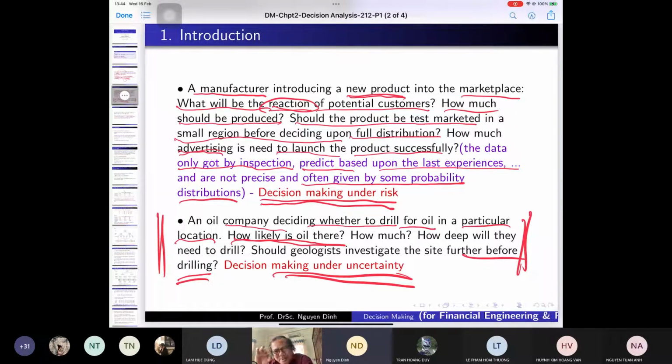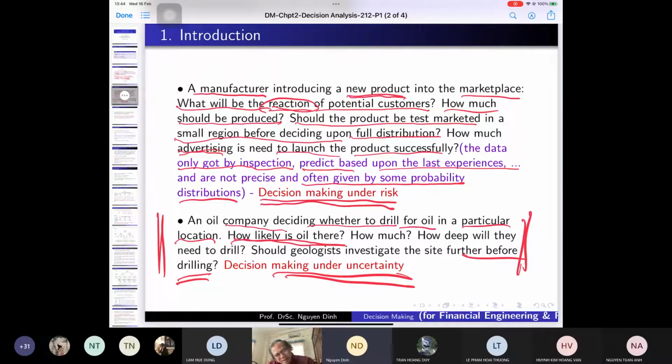So I tell you very roughly the three situations where decision making is needed. The first one is decision making with certainty. The second one is making a decision under risk. The last one is making a decision under uncertainty.